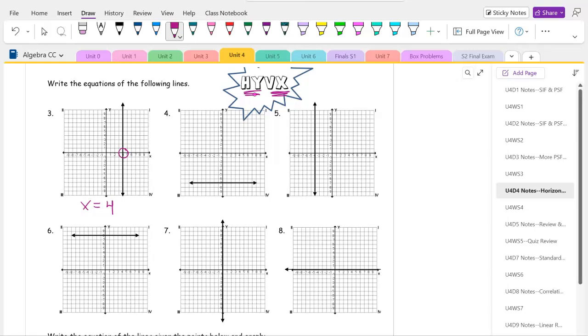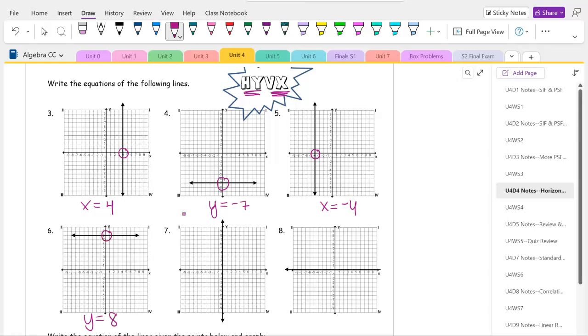Number 4 is horizontal. That makes it y equals, and we hit down at -7. Number 5 is vertical, so that's an x equals, and we hit at -4. Number 6 is horizontal. This is y equals, and we hit at 8.